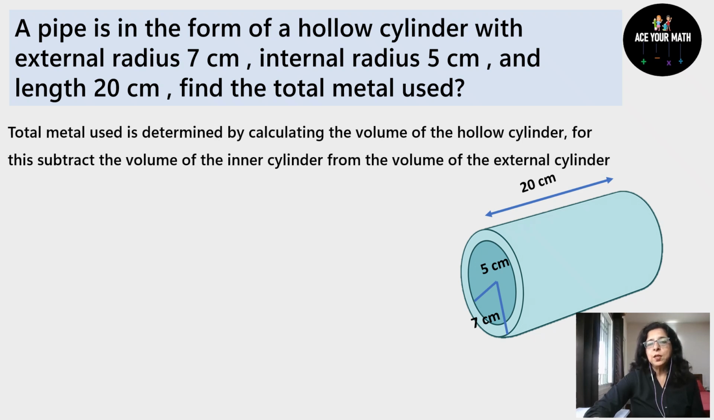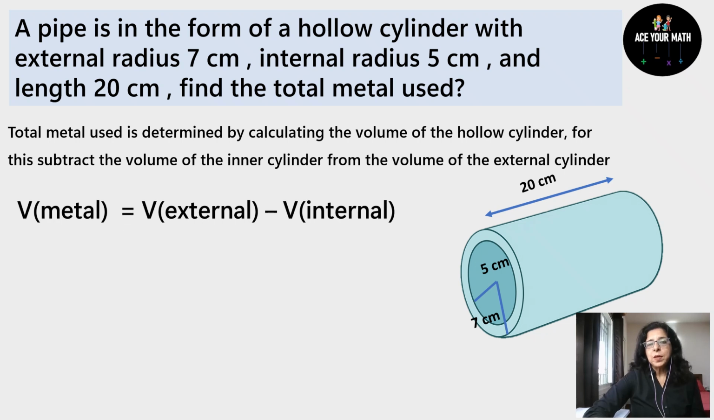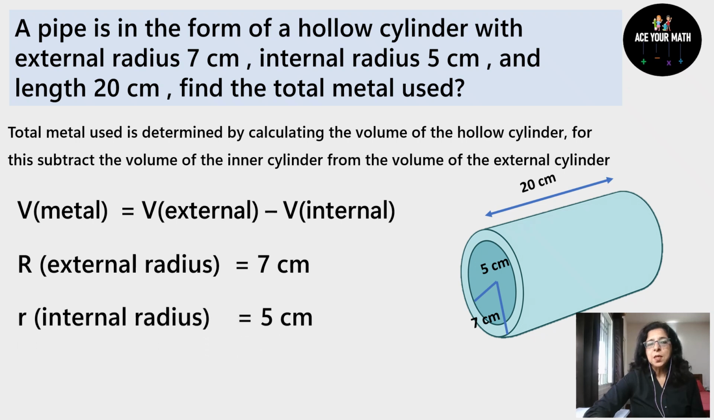You will first calculate the volume of the external cylinder and then the volume of the internal cylinder. Then you will subtract the volume of the internal cylinder from the external. So first we will write it down: volume of external minus volume of internal. The outer radius is given as 7 centimeter. The internal radius is given to you as 5 centimeter.